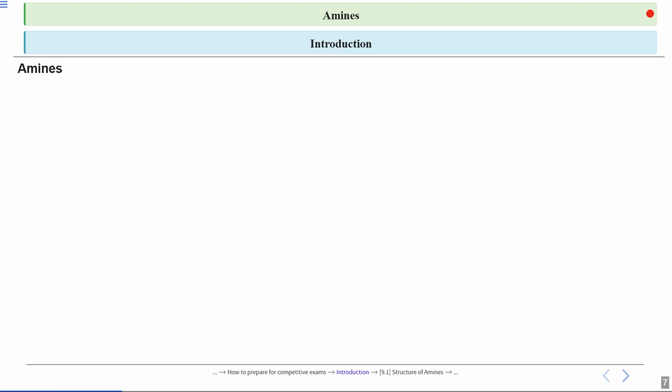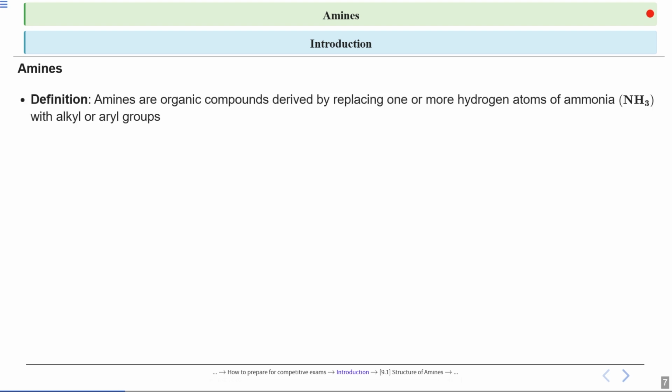So first of all, what are amines or how do we classify amines? So students, amines are an important class of organic compounds. First of all, let us see how we define amines. Amines are organic compounds which are formed when we replace one or more hydrogen atoms in ammonia.